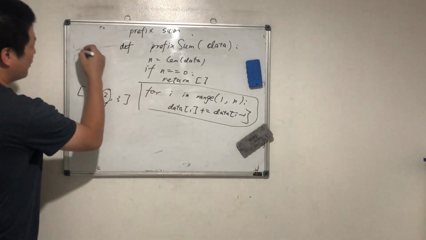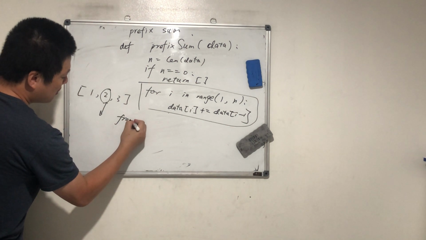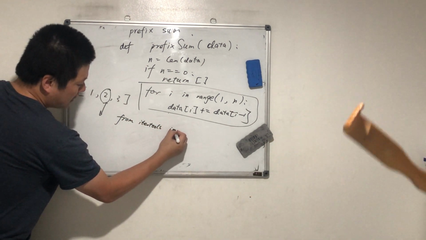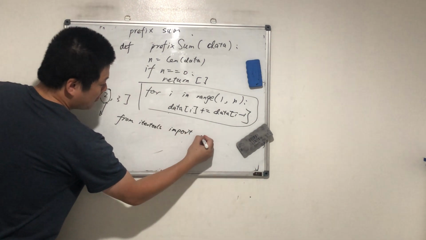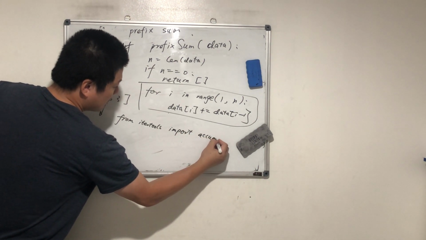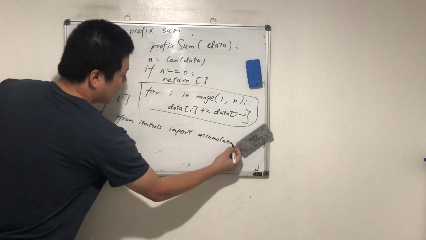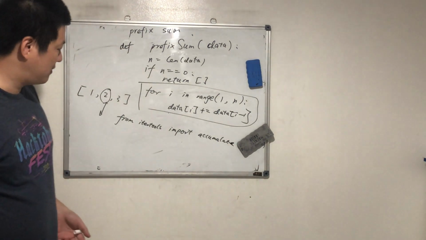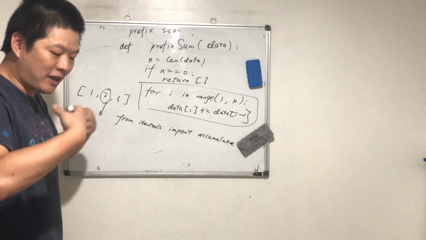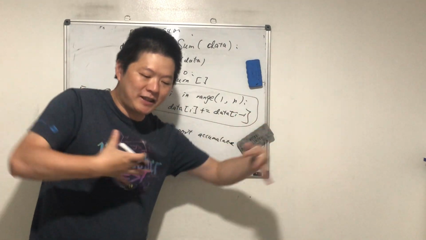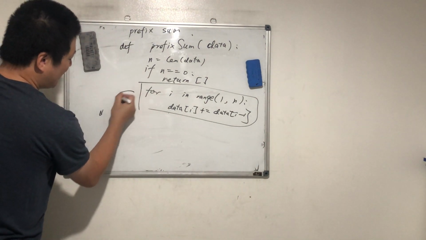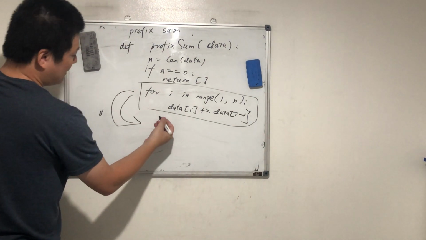Accumulate. Remember, we can import accumulate from itertools. What does accumulate mean? It means we accumulate bit by bit and put it together, right? So all these can be changed into what? I'll rub them out.